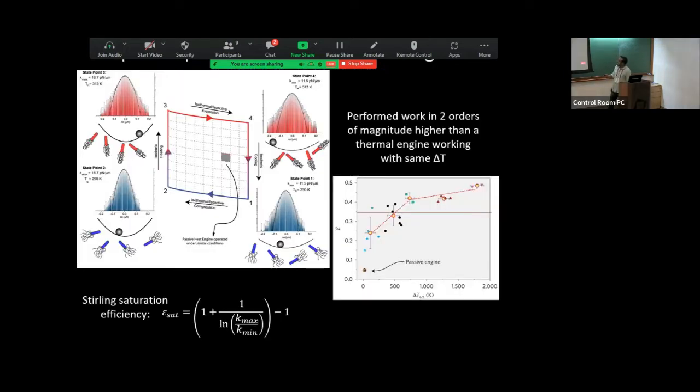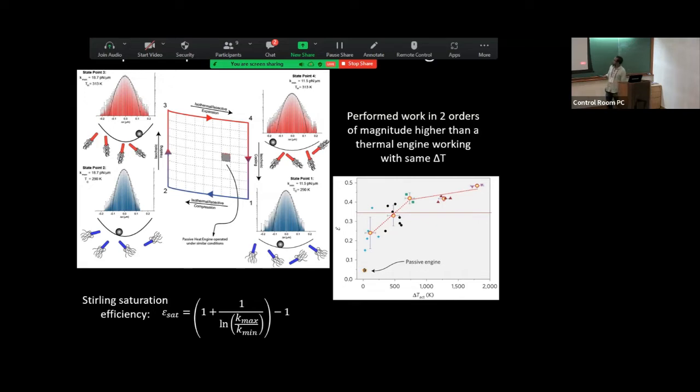The first attempt to solve this problem was to throw bacteria into the solution where the colloid is and perform the same Stirling cycle quasi-statically with a single colloid. Now you can see, due to the presence of these bacteria, there are huge non-Gaussian tails that have come up in the probability distribution of the particle's position. As a result, the work done per cycle, which is given by the area under this plot in the PV diagram, is 2 orders of magnitude higher than an engine working between 2 thermal reservoirs with the same temperature difference. This is the area for the thermal one.